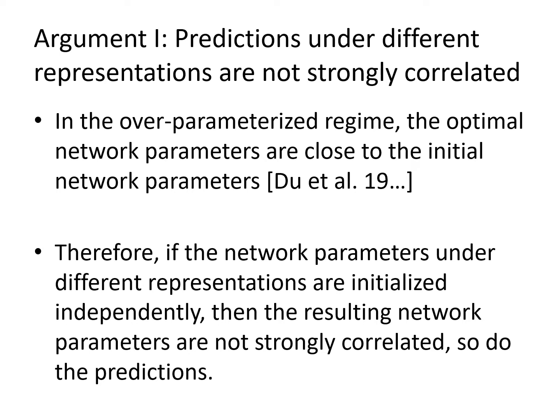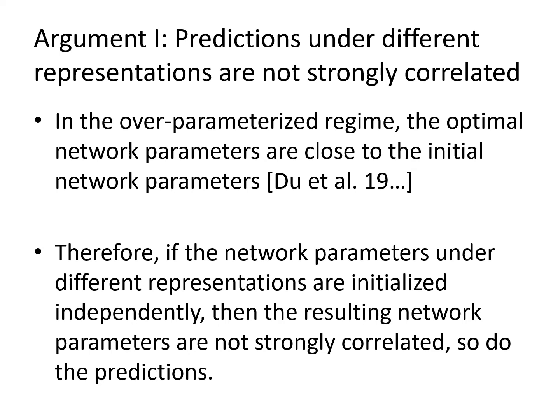If the network parameters on the different representations are initialized independently, this also applies to, for example, the hybrid approach setting where we share the first few layers. Unless the parameters of different branches are initialized independently, the resulting network parameters are not strongly correlated, because they're close to the initial ones.